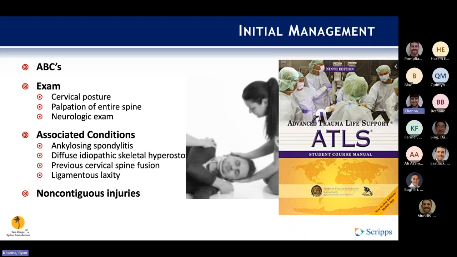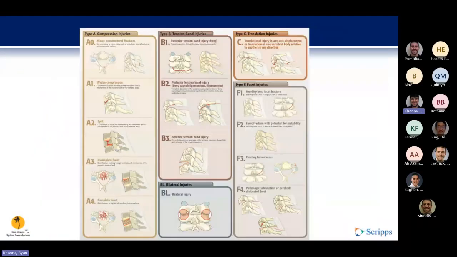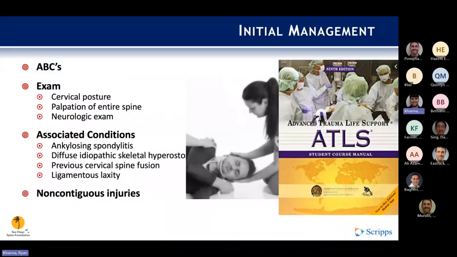Assuming that's taken care of, the first thing to do, in most times we're not called, is done by the initial trauma team. But they're doing things like looking at cervical posture, palpating the entire spine, cervical spine all the way down to the thoracolumbar spine, and assessing an initial neurologic exam. During this process, we also want to make sure we're looking for associated conditions that would guide our management. Like I said in the last slide, these are the case-specific modifiers. So stiffening metabolic bone diseases like ankylosing spondylitis, DISH, seeing if they had a prior fusion, or if they have ligamentous laxity.